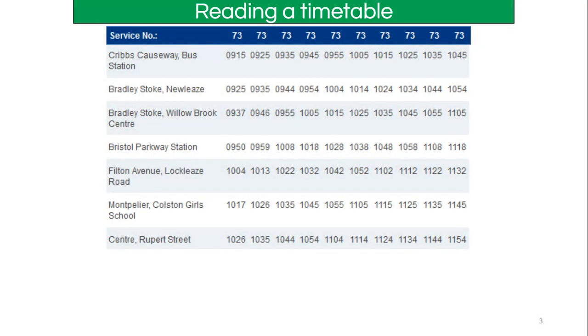Here's a bus timetable. Now, how you read them is you go down the column. So, for example, this 9:15 bus starts off at Cribbs Causeway bus station. Then the second stop is Bradley Stoke. Then this is the third stop. So it goes down the column until it reaches Centre Rupert Street. And then this 9:25 will be a different bus on a different bus route.